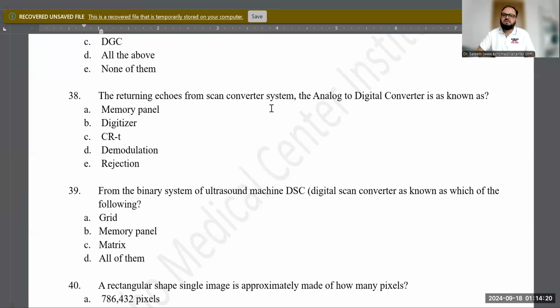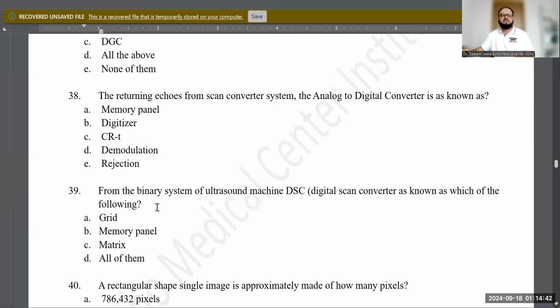Exactly. B is the correct answer. That's called digitizer because that is digitization. So the process or that point is called digitizer. Correct. Next, from the binary system of the ultrasound machine, DSC, digital scan converter, is also known as which of the following?